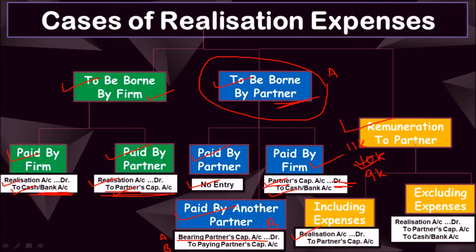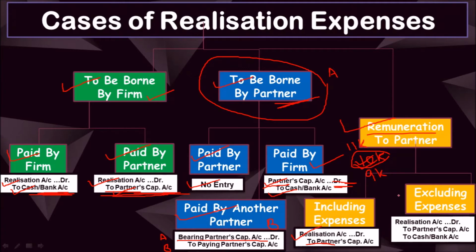Why? Because the firm is supposed to make that amount of remuneration to a particular partner, and we have already understood that whenever the firm is supposed to make payment to a partner, it credits the account of that particular partner. The same is being done here as well. Understood? So, I repeat, just be focused here. When the remuneration is paid to a particular partner by a firm including expenses, whether the expenses are equal, less or more than the remuneration, the entry will be passed with the amount of remuneration paid, that is realization account debit to partners capital account.